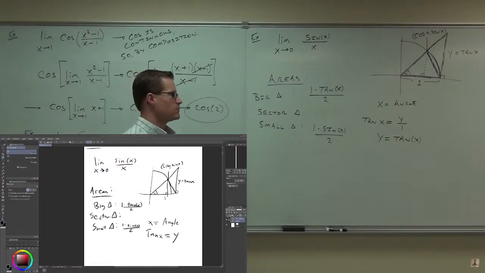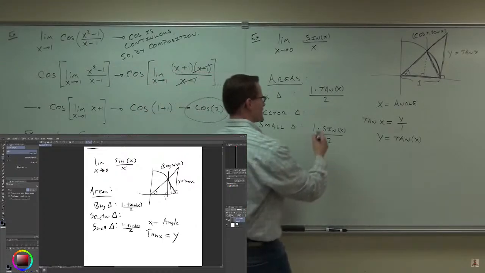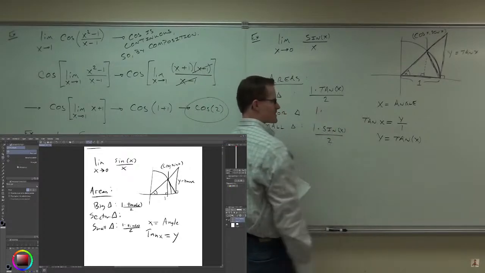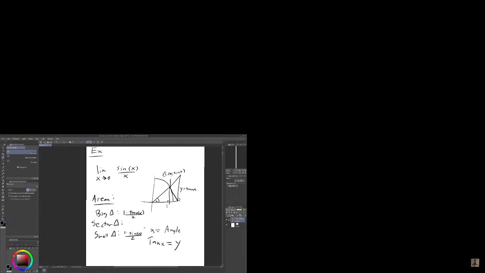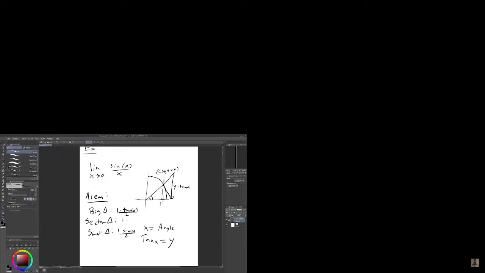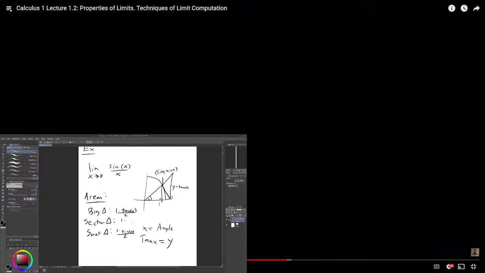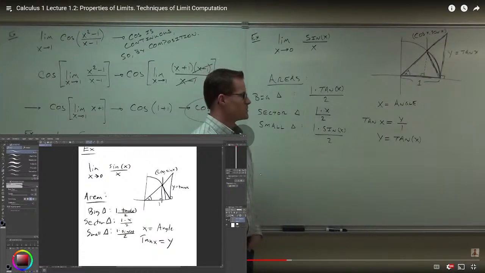How do you find the area of a sector? There's actually a formula for it. It is your radius times your angle over 2. The radius is 1, times the angle, over 2.